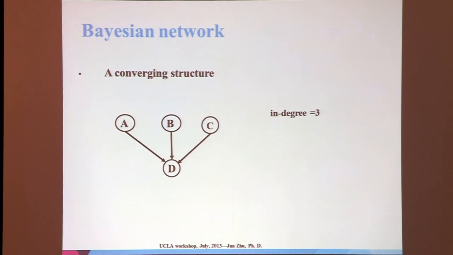And the reverse is a converging structure. That means you have one node with multiple parents simultaneously regulating it. Then depending on how these parents are related, there could be a lot of different behavior.